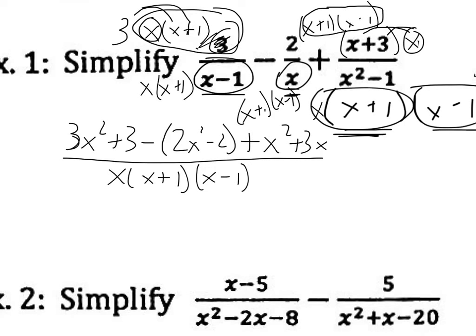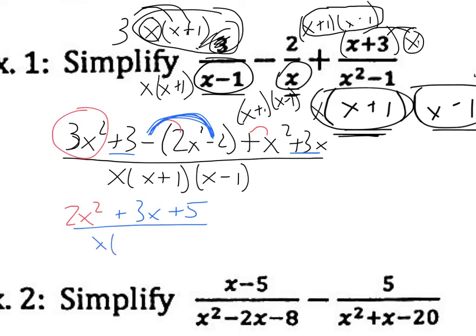But now I need to simplify in the numerator. So I look here and I have a 3x squared minus 2x squared plus 1x squared. So I have 3x squared minus 2x squared, that's 1x squared, plus 1x squared is 2x squared. So I have 2x squared. Let's see, any x's? Yeah, I have a 3x, so plus 3x. And then I have a 3. I have a plus 2, because this minus sign will go to the negative 2, so 3 plus 2 is 5. All over x, x plus 1, x minus 1.